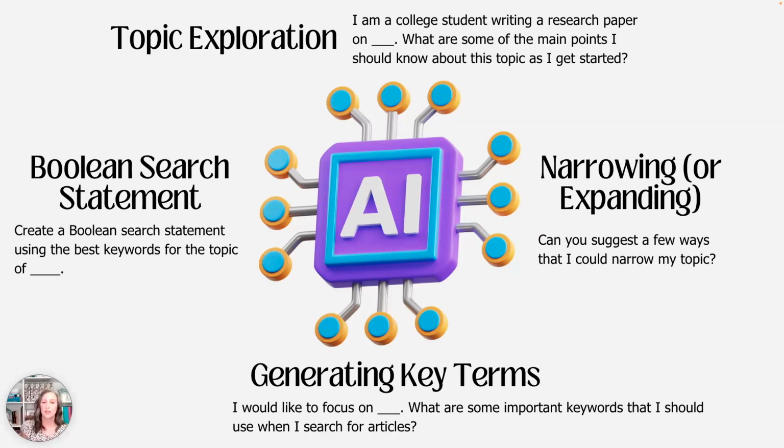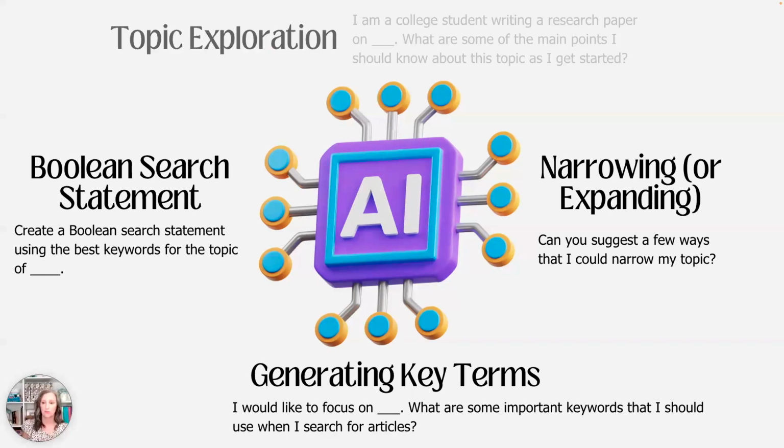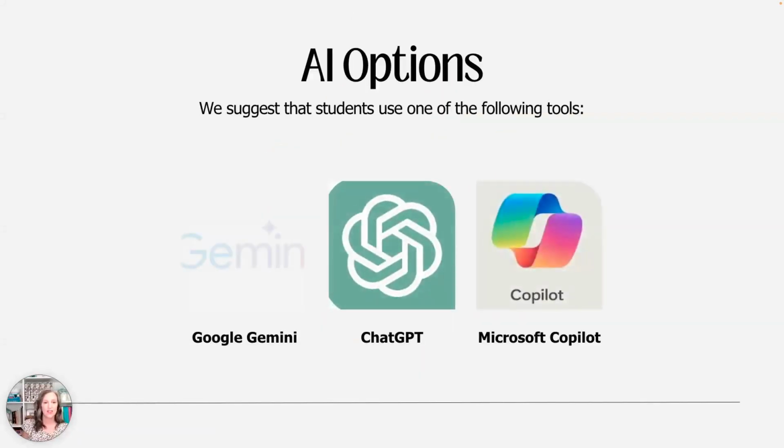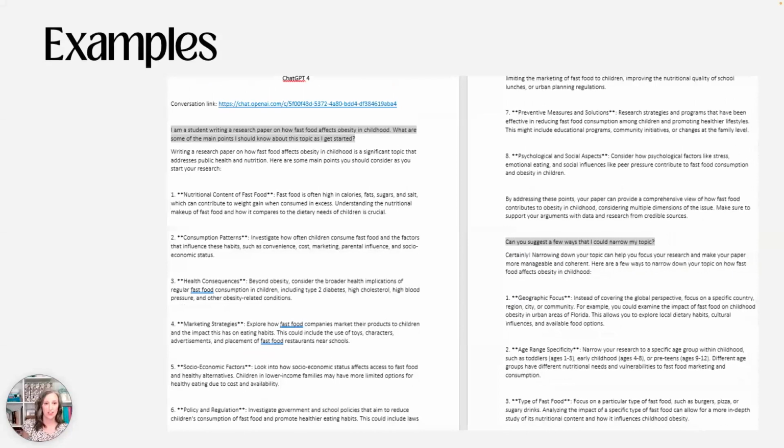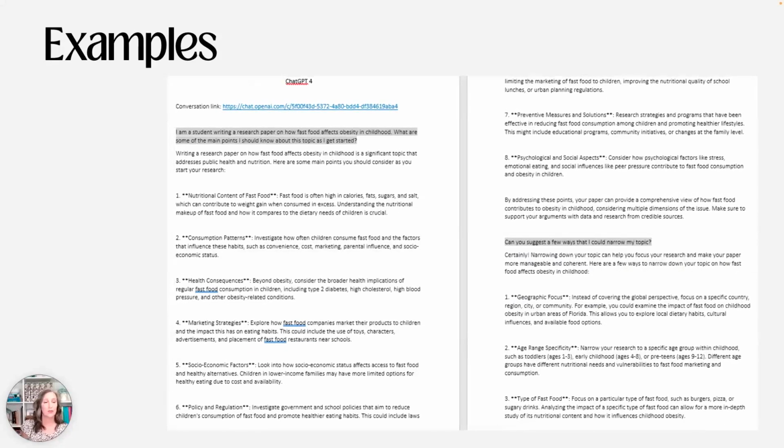It also provides explanations with its responses, which can be extremely helpful for students that are unfamiliar with the research process. We suggest that students use one of these tools: ChatGPT, Google Gemini, or Microsoft Copilot. Both Gemini and ChatGPT allow students to share the link of their full conversation, which helps me better understand their process. Here's an example of a conversation with ChatGPT. I will be happy to share examples from each of the AI platforms so that you can see the differences.